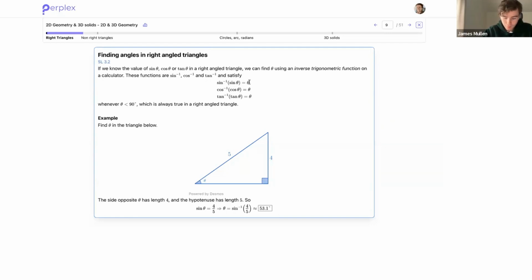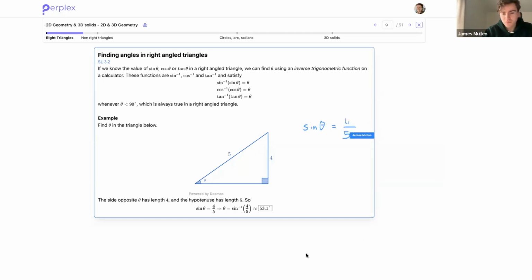Okay? But in any case, that's not going to apply because in a right angle triangle, if this angle is 90 degrees, then none of the other angles can be bigger than 90 degrees. So there's no issue. So in this example, I'm trying to find theta, and I'm given the triangle. It has a side length 4 opposite an angle theta, and it has a hypotenuse of 5. Compared to the angle, I have the opposite side and the hypotenuse. So I can write sine of theta is equal to 4 over 5.